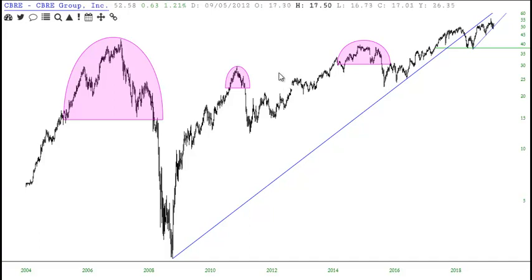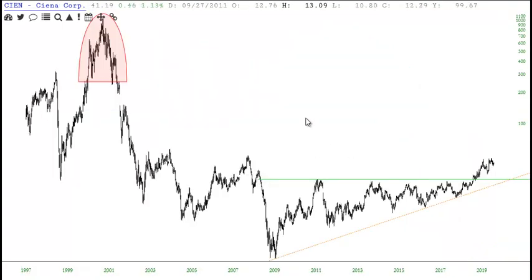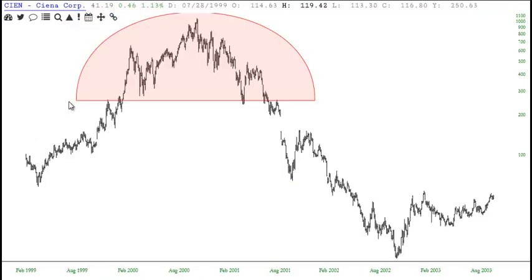CBRE, which is the CBRE group. There have been several topping patterns here, but this is the one in particular I wanted to highlight for you. Here's the left shoulder, head, right shoulder. There's the neckline. And you can see here it dipped, pushed its way a little higher, recovered for a week or two to the neckline, and then began to fall in earnest. CIEN, here I've highlighted, back in the turn of the millennium, a pretty well-formed one. This isn't as clean as some of the others you've seen.